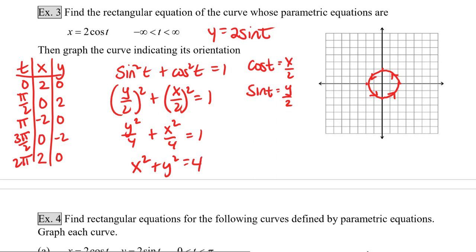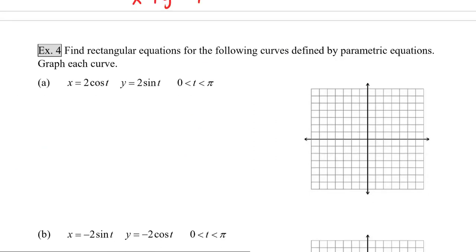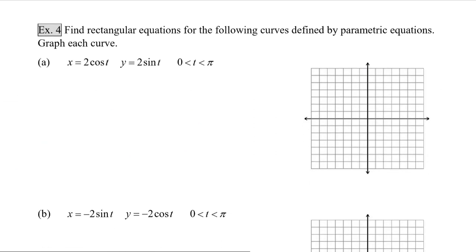which is the equation of a circle centered at the origin with a radius of 2. And that's what I've drawn. But when I look at the rectangular equation, I have no sense of the direction that the points were plotted. Example 4, find rectangular equations for the following curves defined by the following parametric equations. Then we're going to graph each curve.